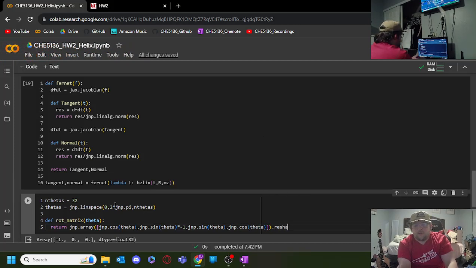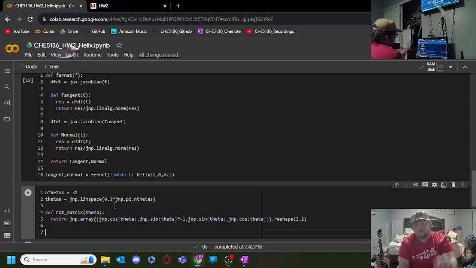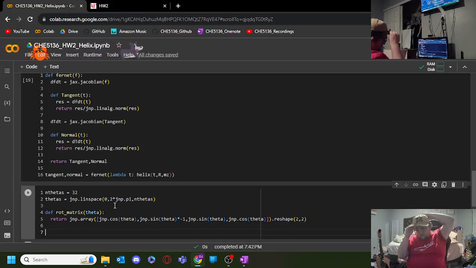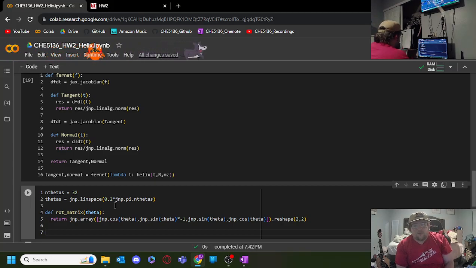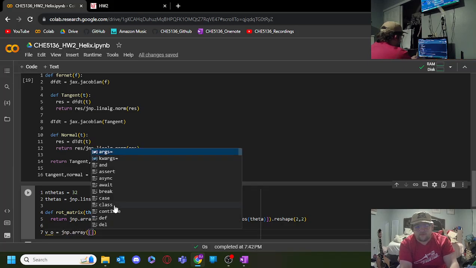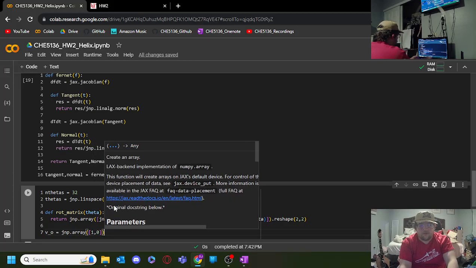And then what we are going to do is reshape that as a 2 by 2. Now what that's doing is making our rotation matrix, which we can then apply to a vector. So for example, what we can do is make an initial vector v0, jnp.array, started at, say, 1, 0.